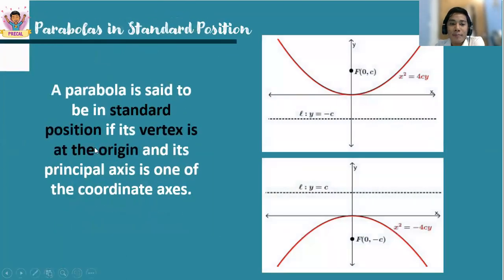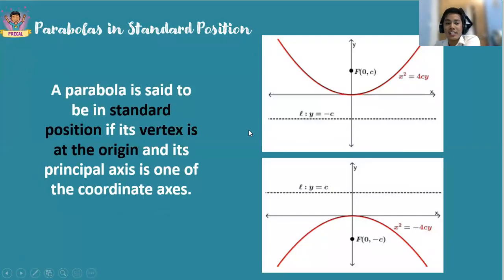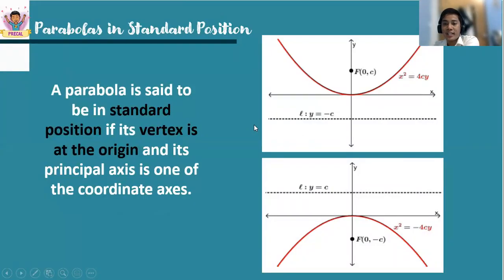Now, a parabola is said to be in standard position if its vertex is at the origin and its principal axis is one of the coordinate axes. Observe the given figure. The red line indicates the graph of the parabola which opens upward. The illustration below describes a parabola which opens downward.